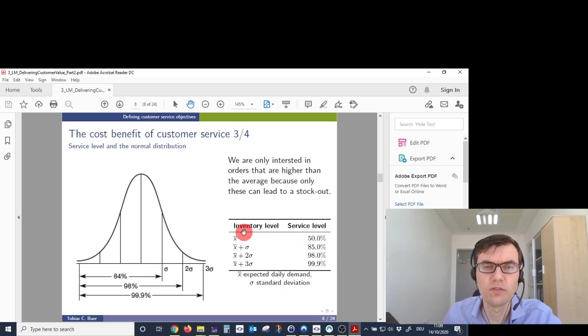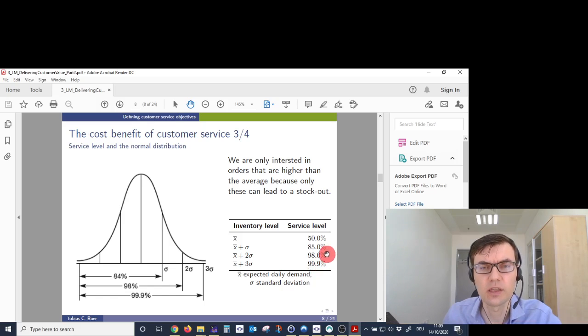So you see, if our inventory level, the number of items, is equal to the expected demand, then we are able to fulfill 50% of our orders. If, in contrast, our inventory level for this item is equal to X bar plus 2 standard deviations, then we are already able to fulfill 98% of the orders. And by going for 3 standard deviations, we can achieve almost 100% of the orders.